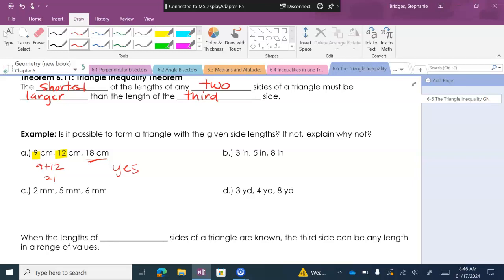So try B, C, and D. Again, you're adding the 2 smallest numbers. Those 2 have to be larger than the third side in order to form a triangle. You don't really have to explain to me why or why not. You can just put yes or no. It has to be larger. And a lot of the times when you look at these sides, most of the time they're going to list them in order, small, medium, and large. However, sometimes they're going to mix them up. So just make sure you're adding together the 2 smaller sides.